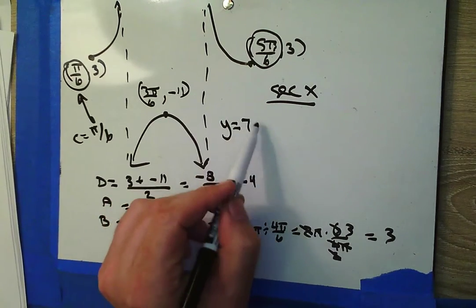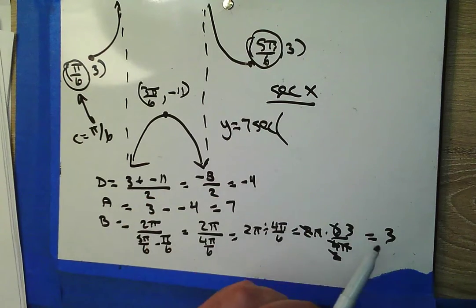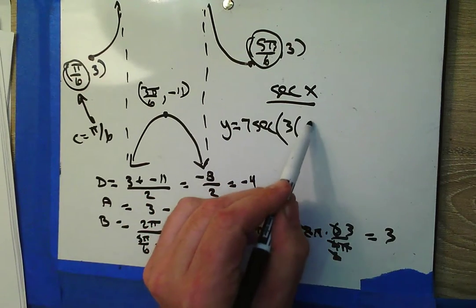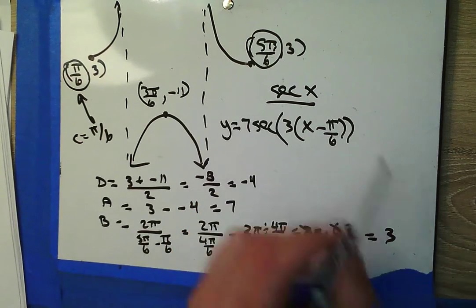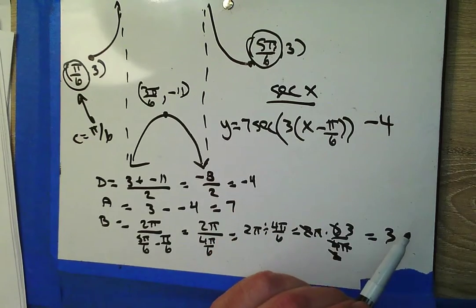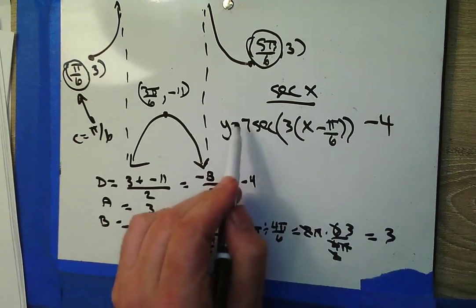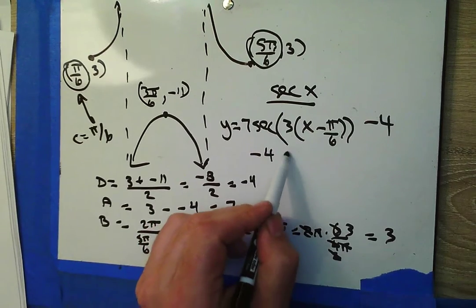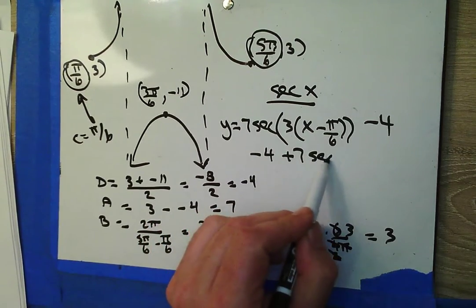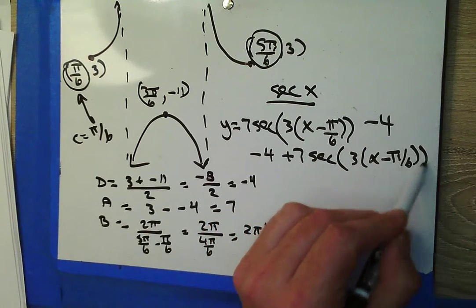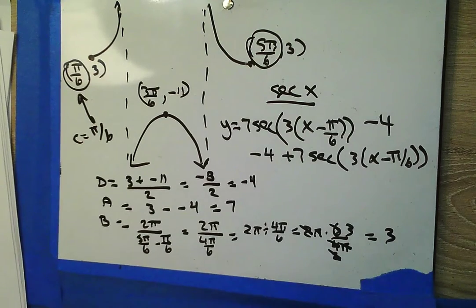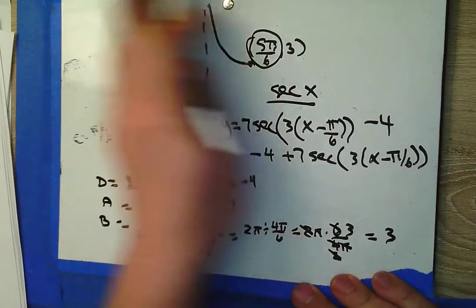Y equals 7 secant (3 (x minus pi over 6)) minus 4. Occasionally you'll see this written with the d value in front of the a value, like negative 4 plus 7 secant (3x minus pi over 6). But that's the same equation. Okay, so that's going backwards with secant and cosecant. Let's go backwards now with tangent and cotangent.